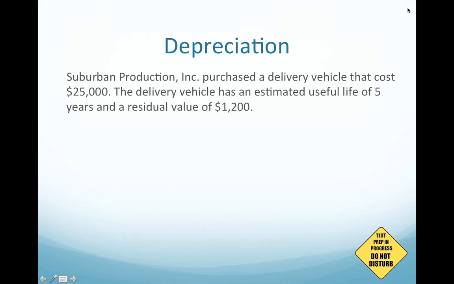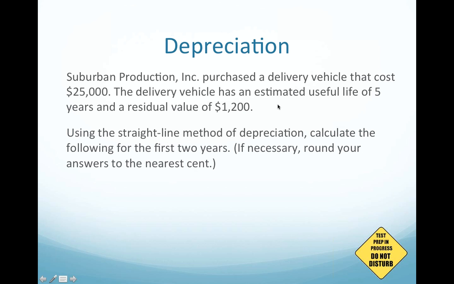Okay, so here we go. A Suburban Production Inc. purchased a delivery vehicle that cost $25,000. The delivery vehicle has an estimated useful life of 5 years and a residual value of $1,200. Now for a delivery vehicle, that's what the IRS determines, because that 5 years is an accurate statement. The IRS determines that it's used for 5. So, they may use it for more than 5 years. They may use it for 20 years or may use it for 10 years. But the IRS says that you can write off the entire vehicle in 5 years.